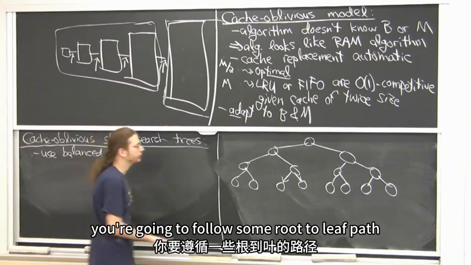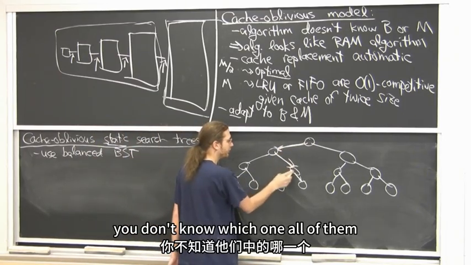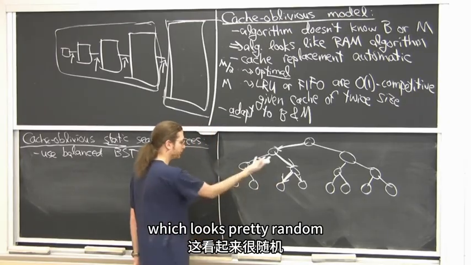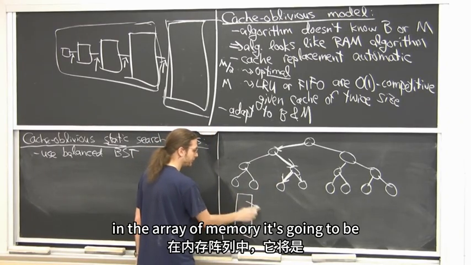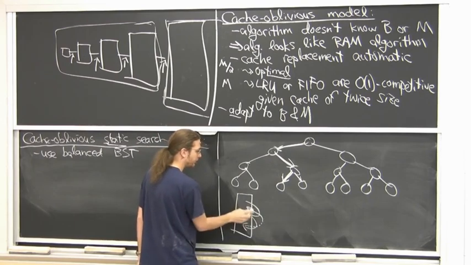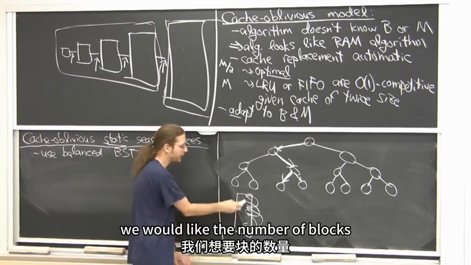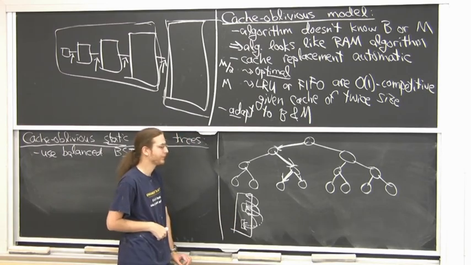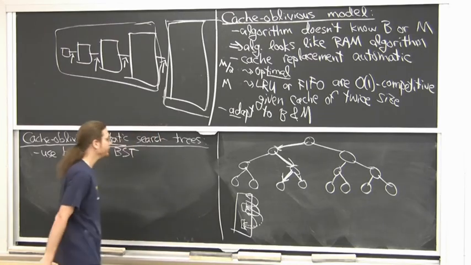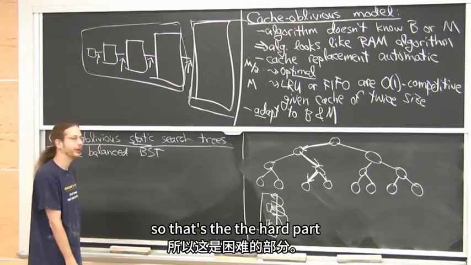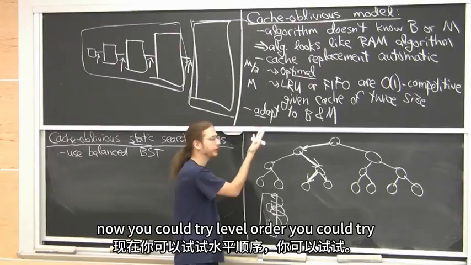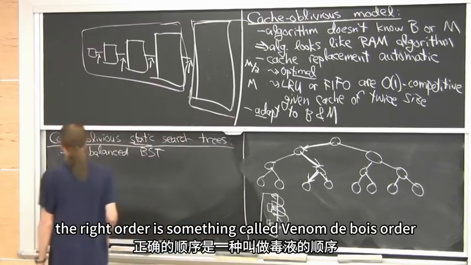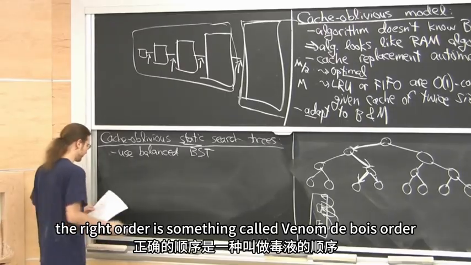And now cache obliviously, you're going to follow some root to leaf path. You don't know which one. All of them are visiting nodes in some order, which looks pretty random in the array of memory. It's going to be some sequence like this. We would like the number of blocks that contain those nodes to be relatively small, somehow. So that's the hard part. Now you could try level order, in order, pre-order, post-order. All of them fail. The right order is something called van Emde Boas order.